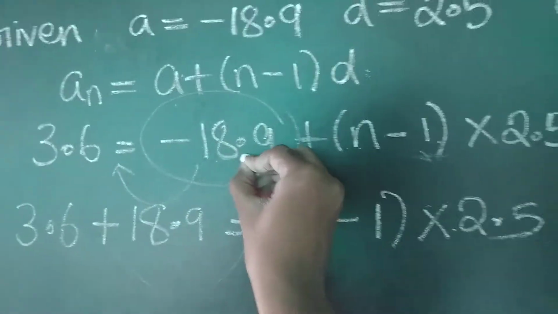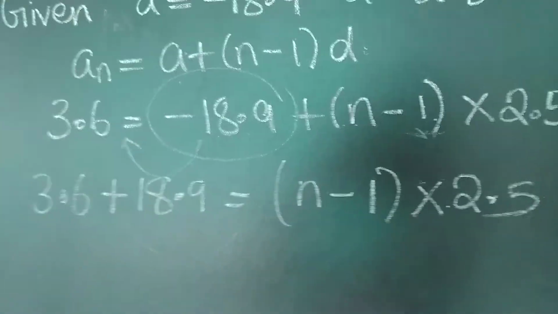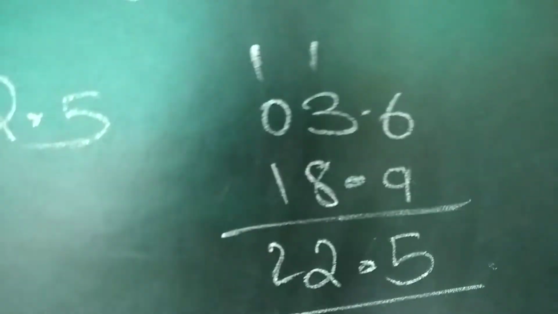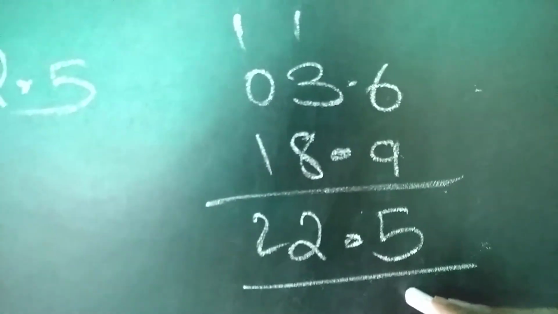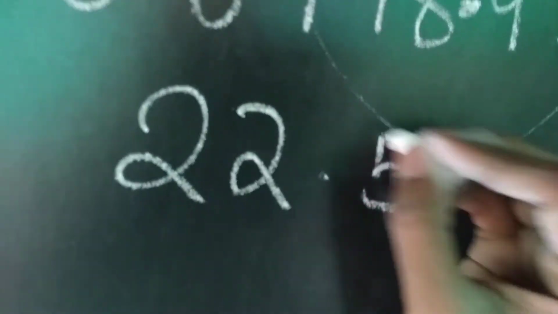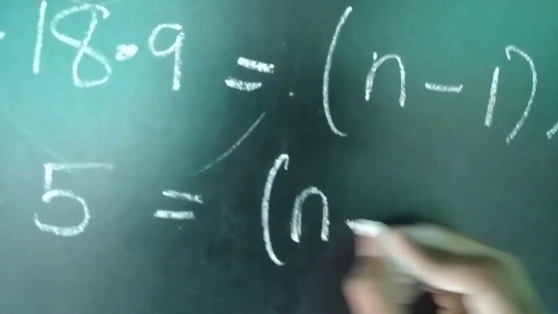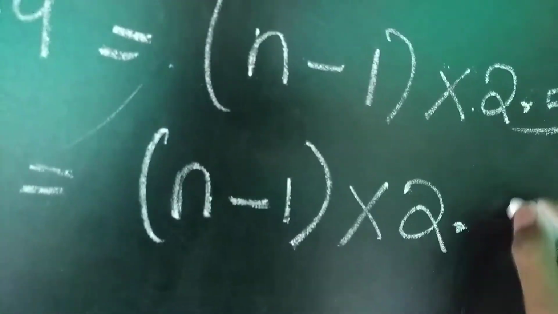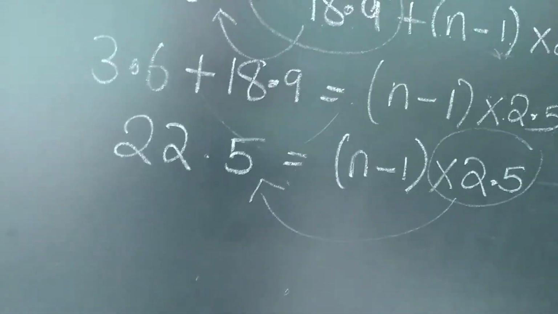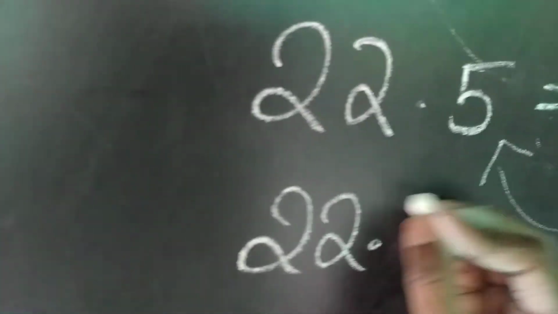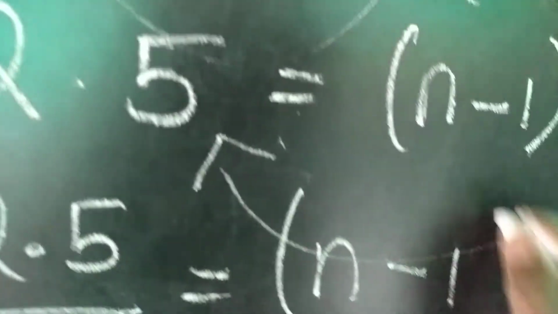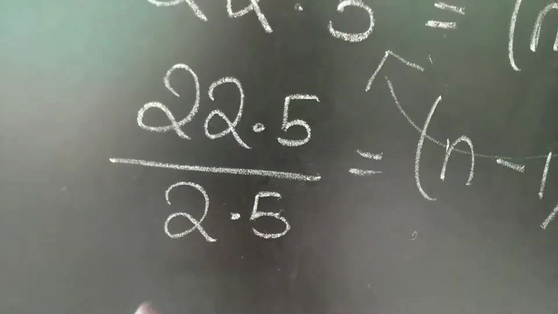When I shift this minus 18.9 there, it will become 3.6 plus 18.9. Now we need to add 3.6 and 18.9. When we add 3.6 and 18.9, we are going to get 22.5. So let us substitute there: 22.5 equals, in the RHS, n minus 1 into 2.5. Now shift this into 2.5 to the LHS. So we will be having 22.5 divided by 2.5, and in the RHS we will be left with n minus 1. So 2.5 and 22.5.